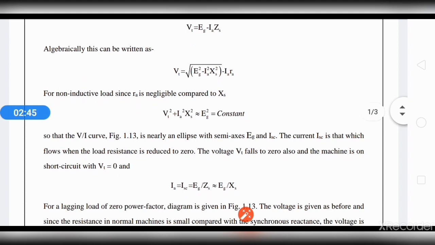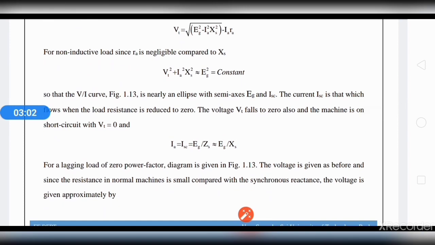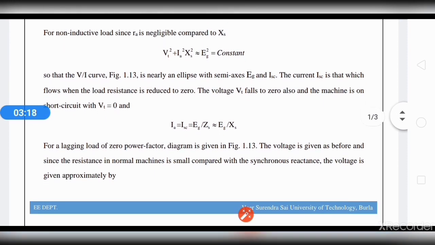For non-inductive load, Ra is negligible compared to Xs. Therefore, Vt square plus IaXs square is almost constant, equal to Eg square. So the V by I curve can be simplified. It is nearly an ellipse with semi-axes Eg and Isc. The current Isc is such that it will flow when the load resistance is reduced to 0.